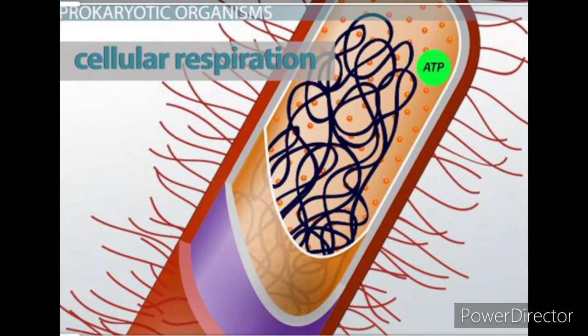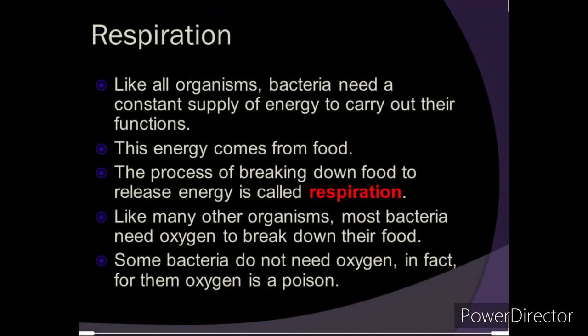But how do bacteria get energy? Like all organisms, bacteria need a constant supply of energy to carry out their functions. This energy comes from food. The process of breaking down food to release energy is called cellular respiration. Like many other organisms, most bacteria need oxygen to break down their food, but a few kinds of bacteria do not need oxygen for respiration. In fact, those bacteria die if oxygen is present in their surroundings. For them, oxygen is a poison that kills.